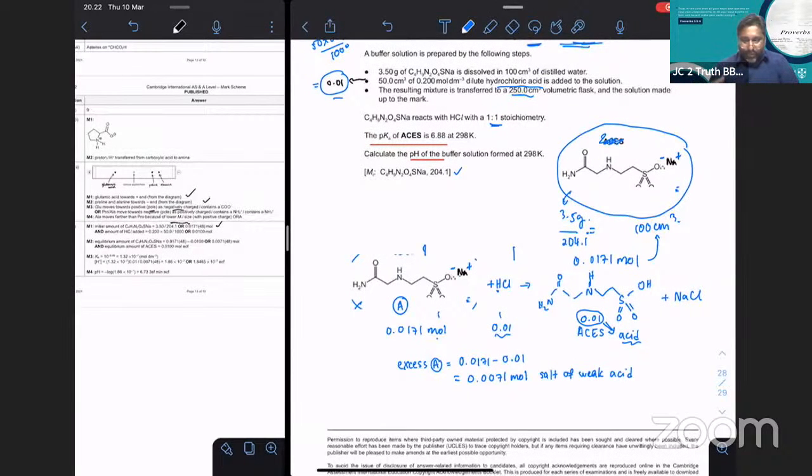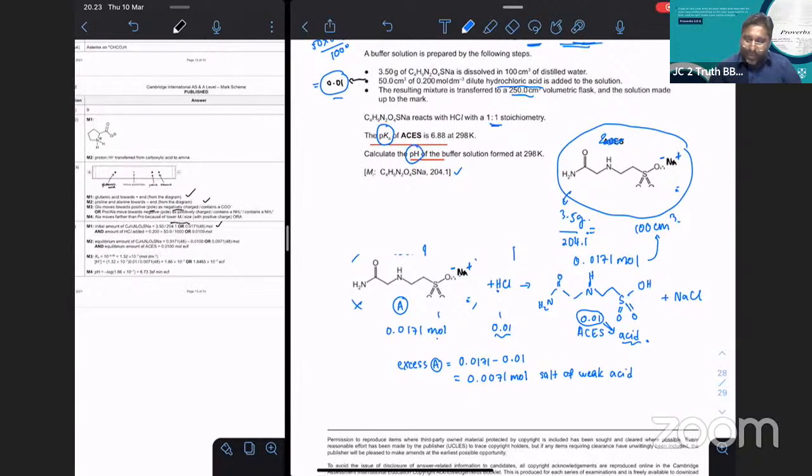Will my number of moles change? No. You are taking everything, so the number of moles is still going to be the same. Only the concentration changes. Now I need to calculate. They say the pKa of aces is given. You see, aces is the acid. I want to calculate the pH of the buffer solution.